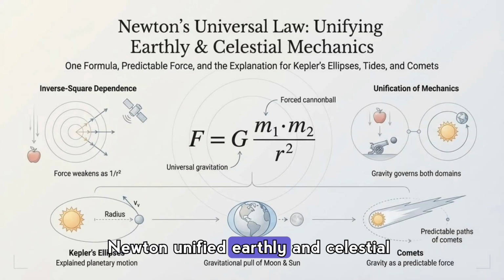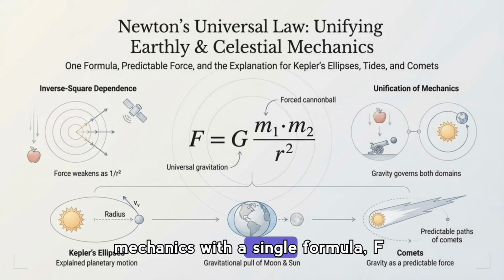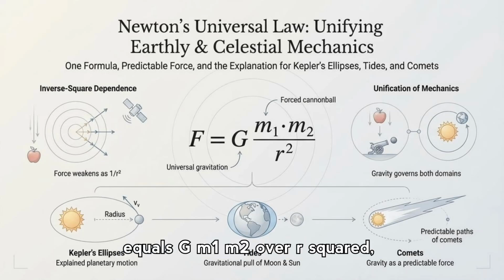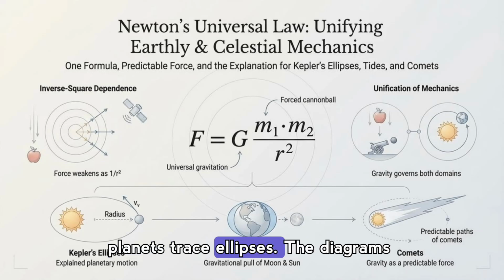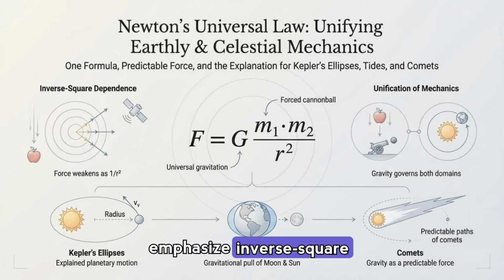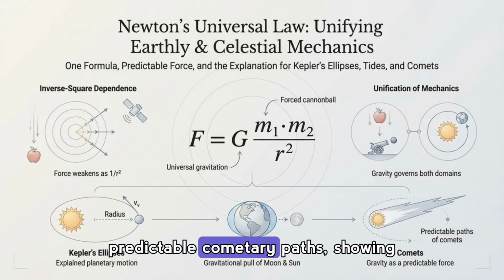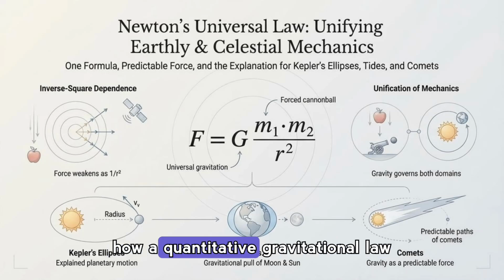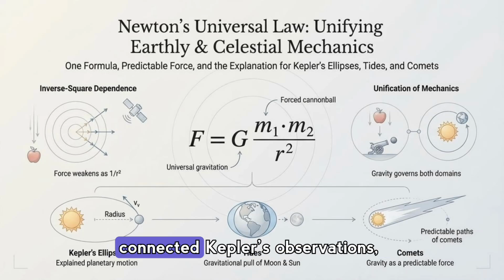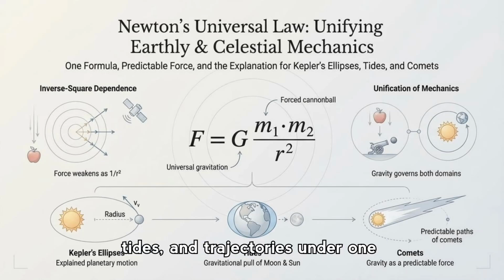Newton unified earthly and celestial mechanics with a single formula, F equals G m1 m2 over r squared, explaining why apples fall and planets trace ellipses. The diagrams emphasize inverse-square weakening, tidal pulls, and predictable cometary paths, showing how a quantitative gravitational law connected Kepler's observations, tides, and trajectories under one framework.